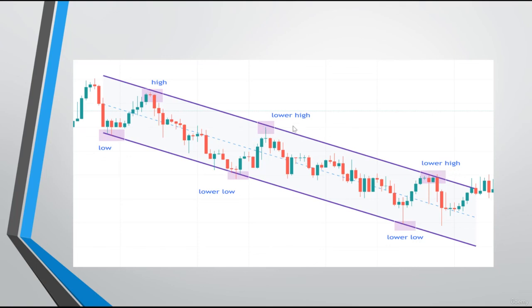Finally, I would like to refer to this point. When we have this situation, high, lower high, and the other lower high, and on the other hand, low, lower low, and the other lower low, this trend is bearish, and we can call it downtrend.